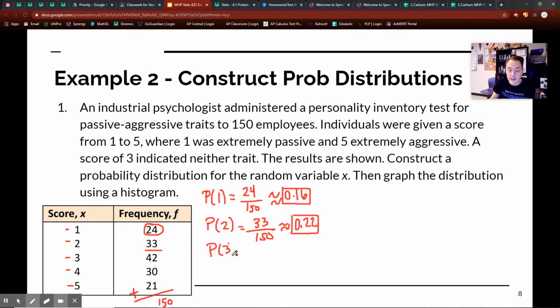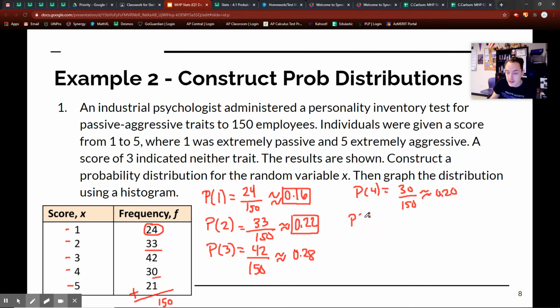I find the probability of 3. So this is 42 all over 150. When I plug this into the calculator, I get a decimal of 0.28. And then I do probability of 4. What does this give me? Well, 4 is 30, so that means 30 all over 150. When I plug that in the calculator, I approximately get 0.2, or 20%.